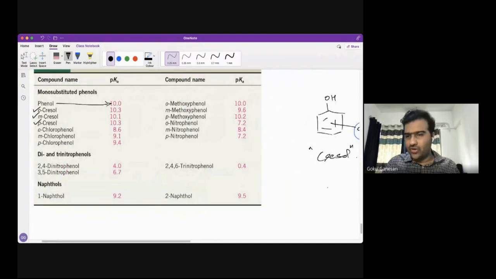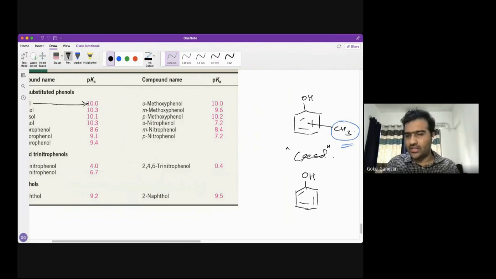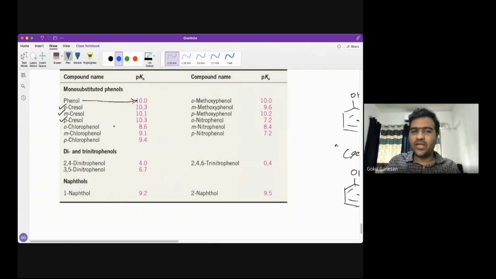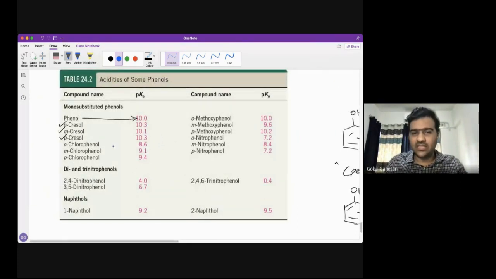I once again draw the substituted phenols, which have a chloro substituent. Is chloro an electron donating group or a withdrawing group? It's an electron withdrawing group, right? So it is expected to bring about an enhancement in the acidity constant, according to our understanding. And we see that orthochlorophenol is the most acidic, followed by meta, and followed by para. The acidity decreases in this order. Parachlorophenol is the least acidic, followed by metachlorophenol, and orthochlorophenol is the most acidic.